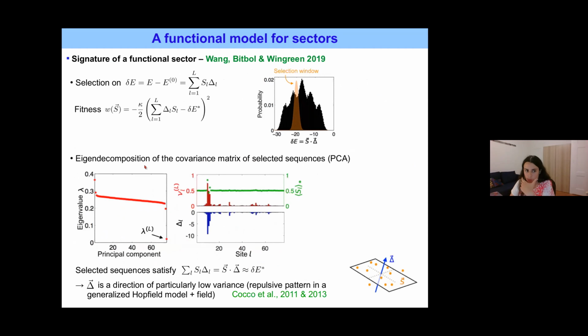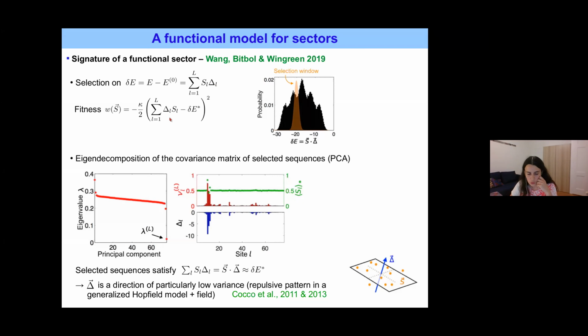And we started by doing an eigen decomposition of the covariance matrix inspired by the first study on sectors. And we found that there is a strong outlier in the spectrum of this covariance matrix, but it's rather the smallest eigenvalue than the largest. And we found out that the associated eigenvector actually reproduces extremely well the vector of mutational effects delta. And so it can give us the information about the sector, which is the set of sites with the large delta.